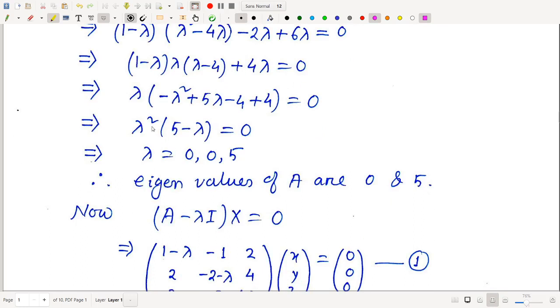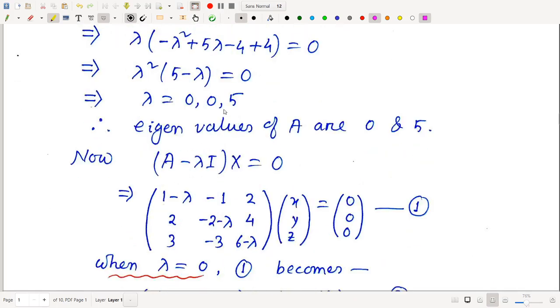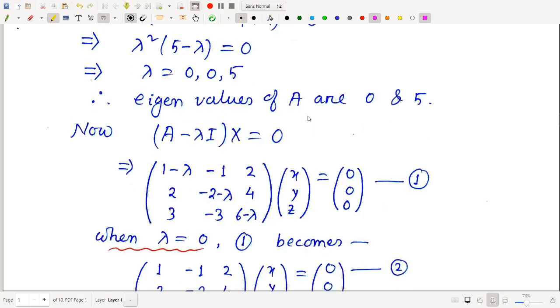So lambda square means lambda has two values, two equal roots, 0, 0. And 5 minus lambda equal to 0 means lambda will be 5. So lambda values are 0, 0, 5. Cubic equation, 3 roots. Therefore, eigenvalues of A are 0 and 5. You can say 0 and 5 are the eigenvalues, although this 0 is repeated twice.